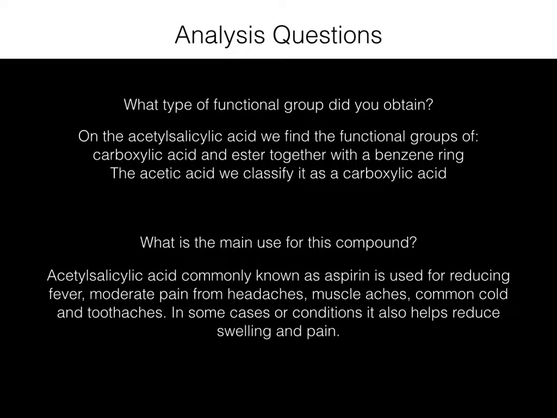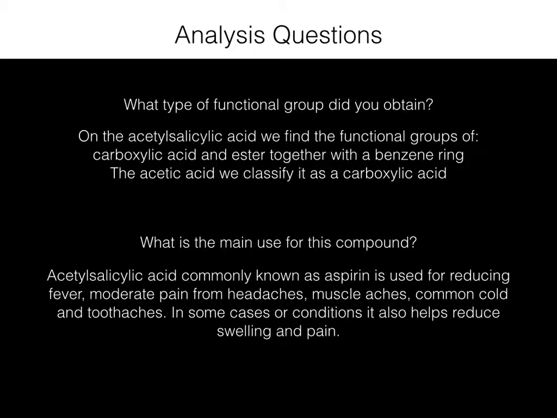Now, what type of functional group did you obtain? On the acetylsalicylic acid, we find that the functional groups were carboxylic acid and ester together with a benzene ring, and the acetic acid, we classify it as a carboxylic acid.